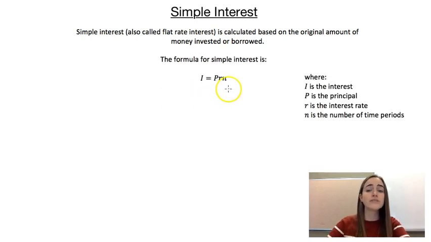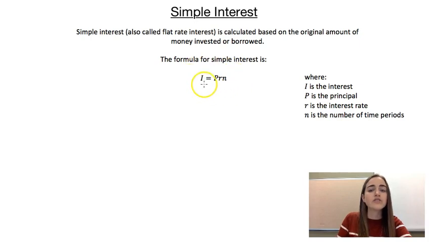So the formula for simple interest is I equals PRN. Sometimes you'll see it with I equals PRT instead of N, but it means the same thing. So in that formula, the I stands for the amount of interest that's earned. The P stands for the principal or the original amount of money. The R is the interest rate as a decimal, and the N is the number of time periods.